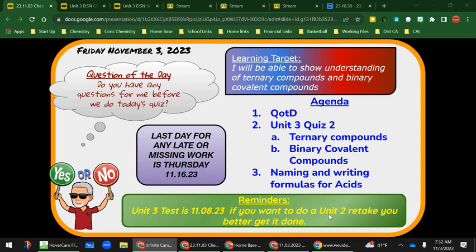Also, ladies and gentlemen, the last day that I will accept any late or missing work, that includes retakes on the Unit 3 test, is Thursday, the 16th of November. After that day, the only thing that will change your grade will be the final exam work. So, questions? All right, excellent, ladies and gentlemen.